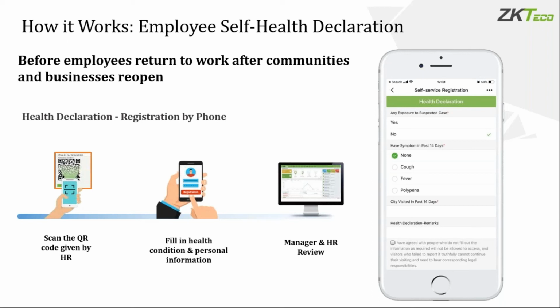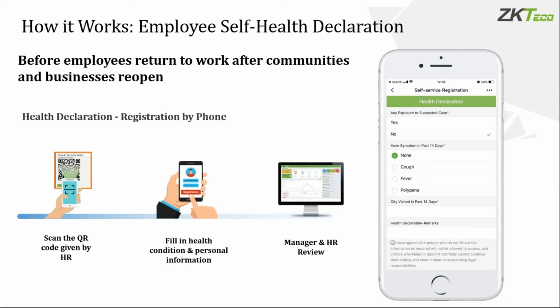So instead of manually filling in a form, we gave an option through the mobile application, where the QR code will be there on the wall. You just need to print out a QR code, which will get generated from the software. Then you need to open the mobile application and scan the QR code. The form will pop up. You need to fill in the information and the personal information, which will be sent to the manager for review.